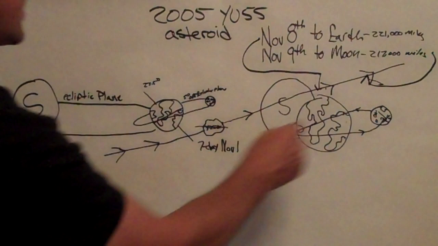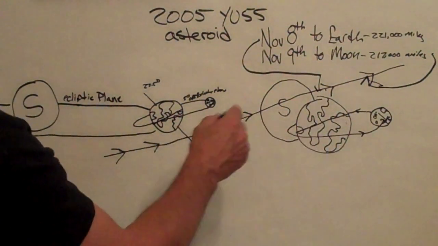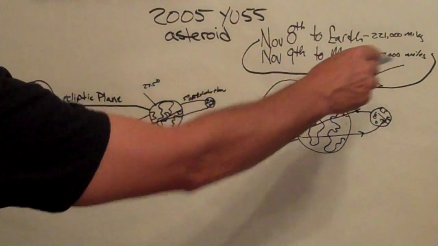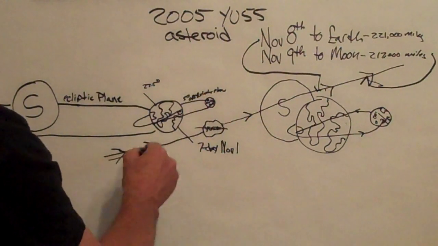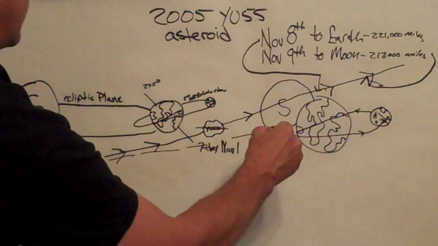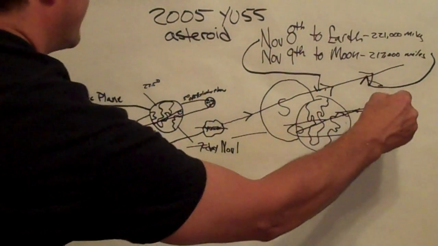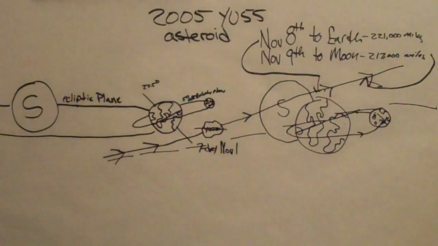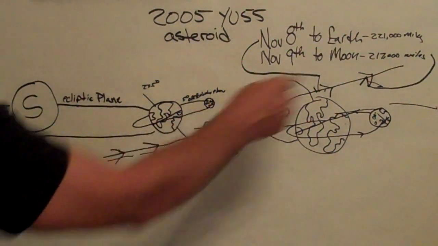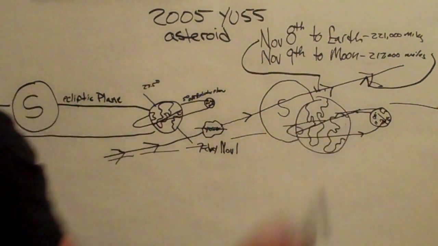That's the way it's supposed to go. It's not coming up over here. This is the path. That is not the path. Doesn't show the asteroid in the body.